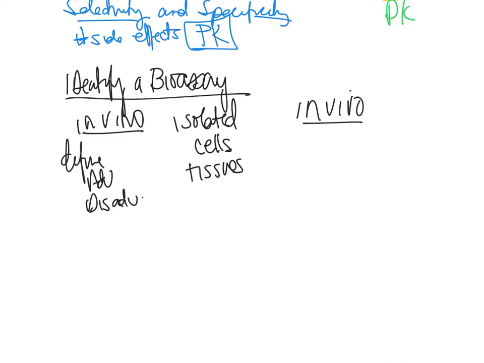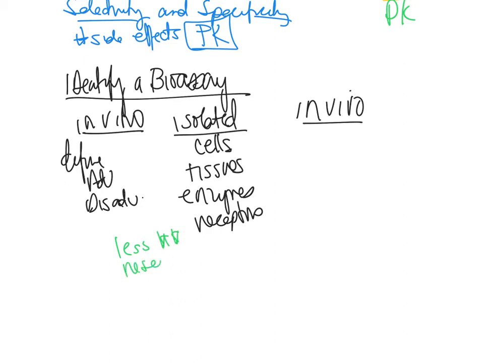They could be tissues, isolated tissues. They could be enzymes. They could be receptors. Okay, so they're actually isolated. One of the advantages is it costs less money, and you can get the results fast. So we used to get like 2 to 3 day turnover for our in vitro.